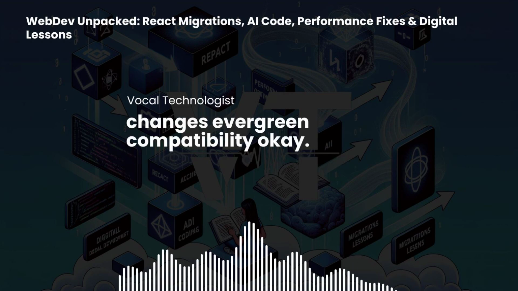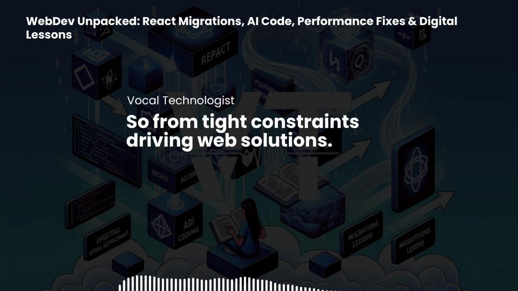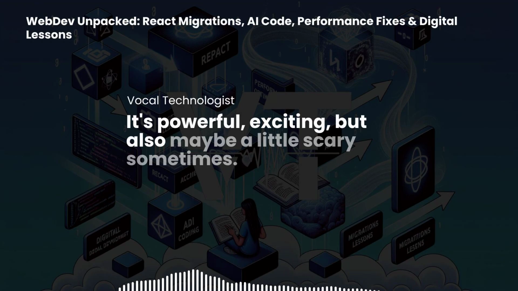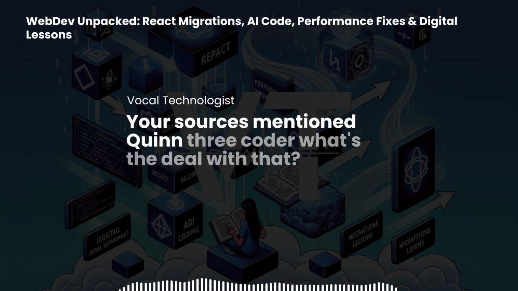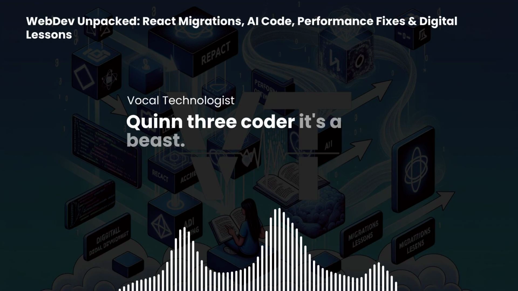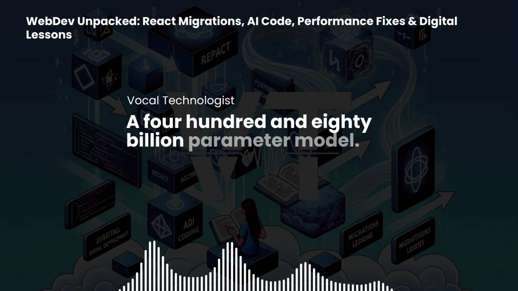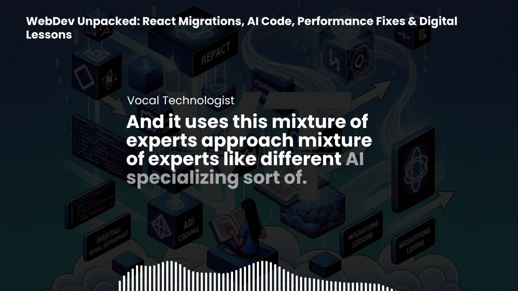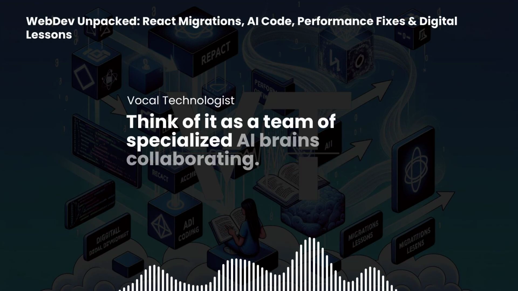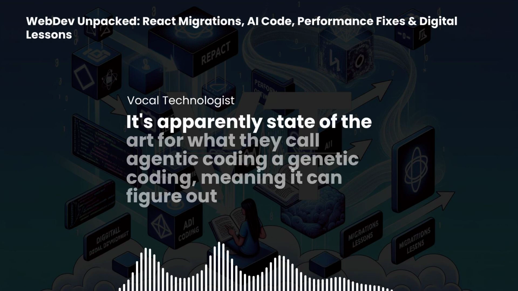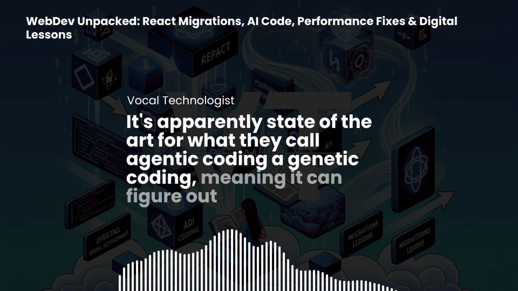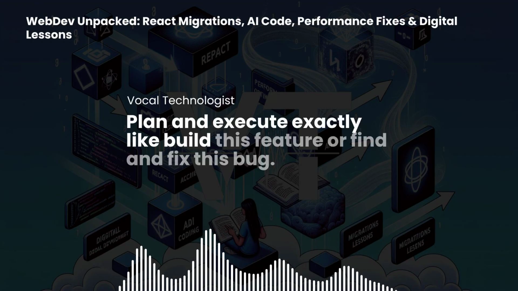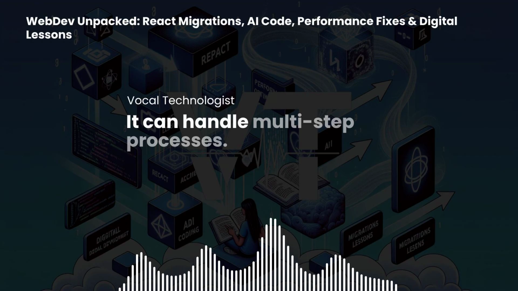Evergreen compatibility. Okay, so from tight constraints driving web solutions, let's shift gears. The world of AI. It's powerful, exciting, but also maybe a little scary sometimes. Your sources mentioned Qwen 3 Coder. What's the deal with that? Right, Qwen 3 Coder, it's a beast. A 480 billion parameter model. And it uses this mixture of experts approach. Mixture of experts, like different AI specializing. Sort of, yeah. Think of it as a team of specialized AI brains collaborating. It's apparently state-of-the-art for what they call agentic coding. Agentic coding, meaning it can figure out coding tasks on its own, plan and execute. Exactly, like build this feature or find and fix this bug. It can handle multi-step processes.